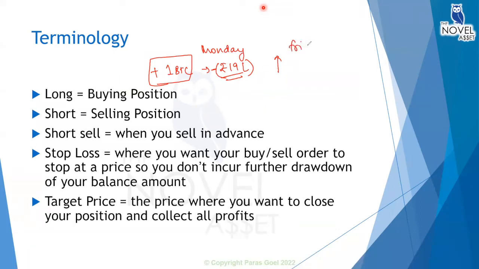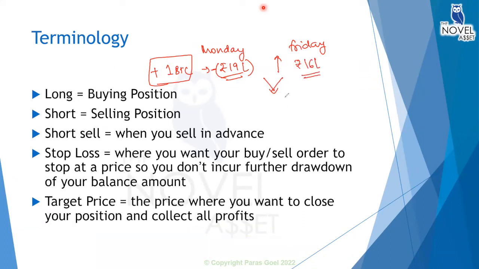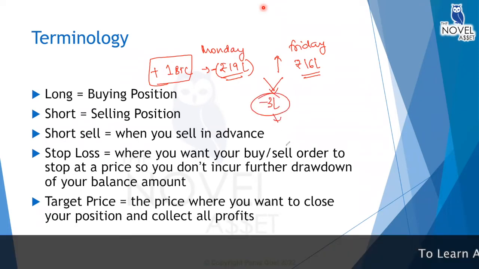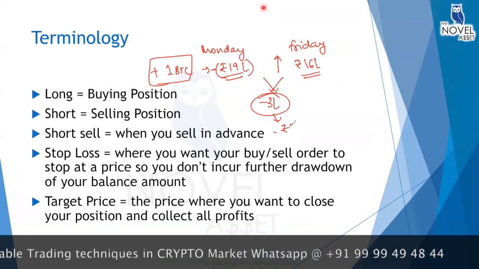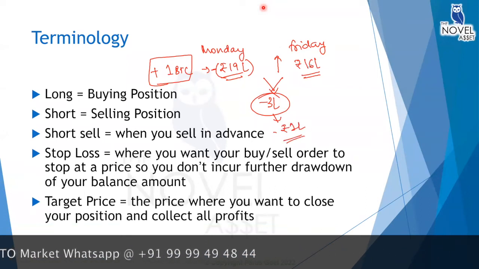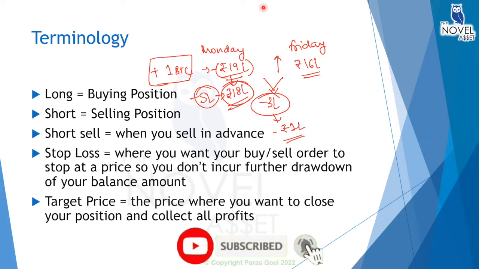However, let's say on Friday the price went to 16 lakh rupees. Now tell me, is there any profit or loss? I'll be incurring a loss of 3 lakh rupees, but I don't want that. I cannot afford a 3 lakh rupees loss. I can afford a maximum loss of 1 lakh rupees on a single trade, not more than that. So what I'll do is put up a stop loss at 18 lakh rupees. That means if the price of BTC goes down to 18 lakh rupees, my broker or my software will automatically exit my position at 18 lakh rupees.